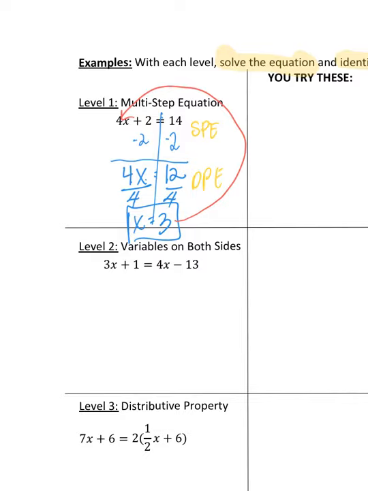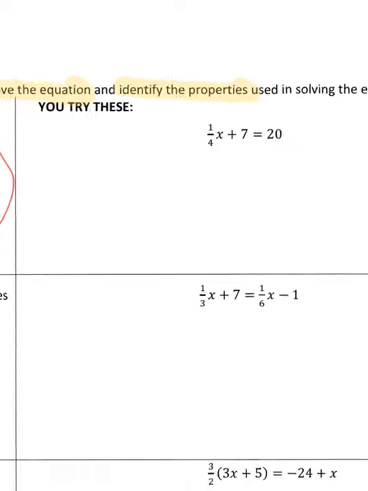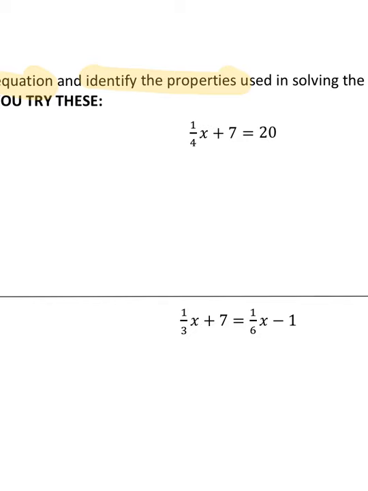Pause the video. You should have gotten that your final answer was x equals 52. After you unpause, let's check that out. Moving on to when we have variables on both sides.